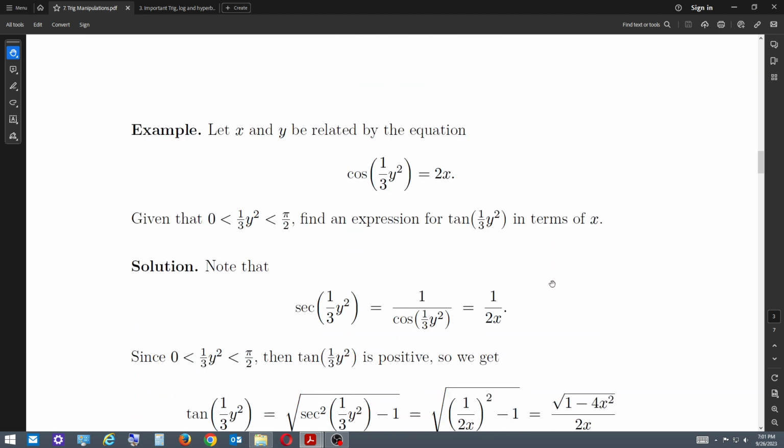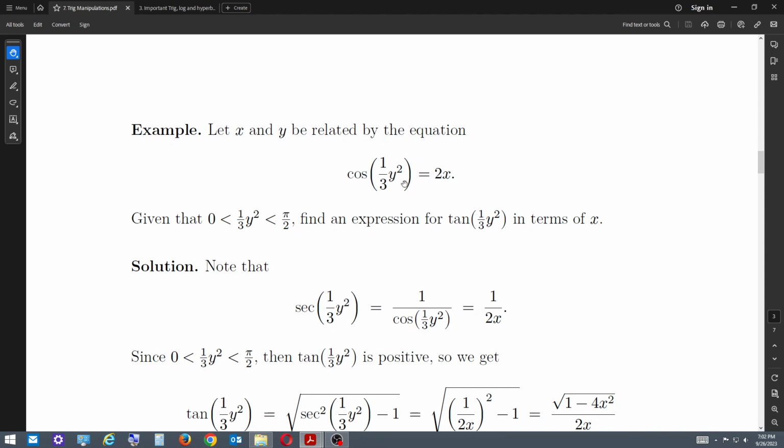Alright, now once we understand how to do that, we could look at a couple more complicated problems. So here x and y are related by this equation. So this time we don't just have y inside here, we have a third y squared. So we have cosine of a third y squared is equal to 2x. Given that everything inside here, meaning a third y squared, is between 0 and 90 degrees, find an expression for tan of a third y squared in terms of x.